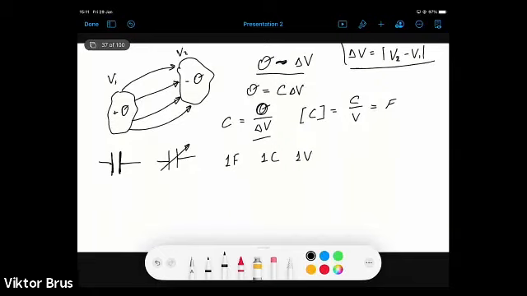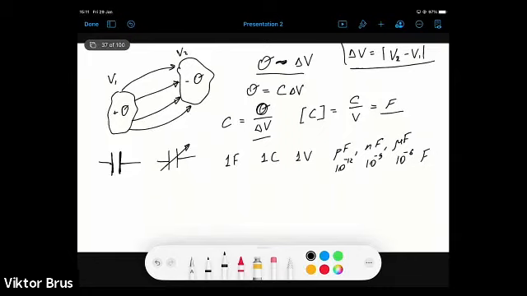It's necessary to mention that the farad is a very big quantity. Usually people operate with microfarads, nanofarads, and picofarads. That's 10 to minus 6, 10 to minus 9, and 10 to minus 12 farad, respectively. So obviously 1 farad is quite a big quantity, and usually all capacitors possess much smaller capacitance.